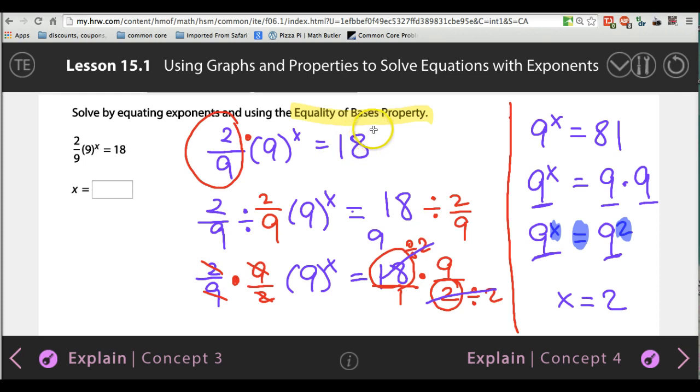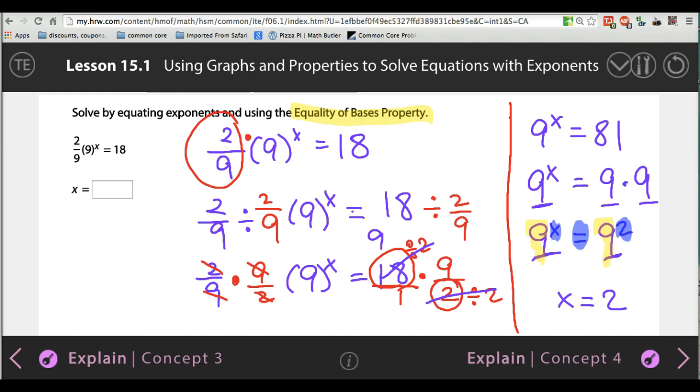But what that basically means is, you see the 9? This is what we call a base. Okay? And so if the bases are the same, then we can safely say the exponents are the same, which is the blue ones that I highlighted. There are some limitations. The base, this number 9, cannot be negative. It cannot be 0. It cannot be 1.